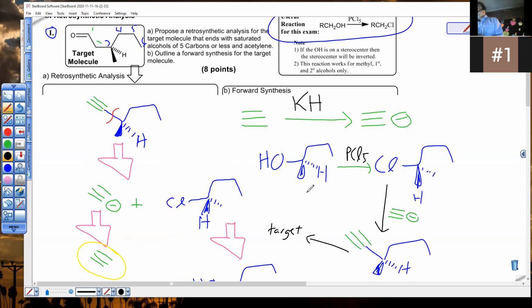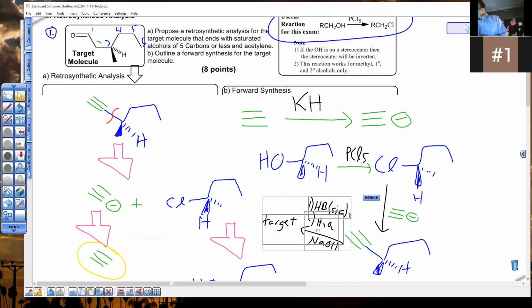And what chemicals will convert a terminal alkyne into an aldehyde? Answer is step 1, H. You want full credit, right? You better use the one with Sia. And step 2, H2O2 and NaOH. And that will give you the target molecule. And see if I can move these things a little so they're away from the alkyne. Yeah. There.